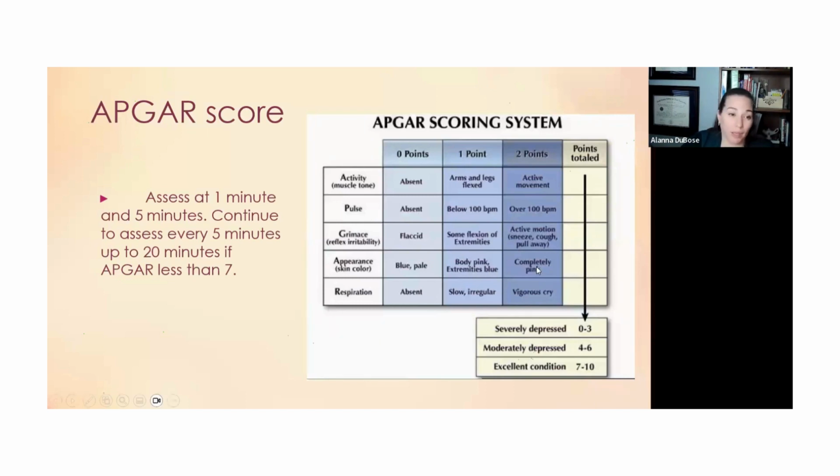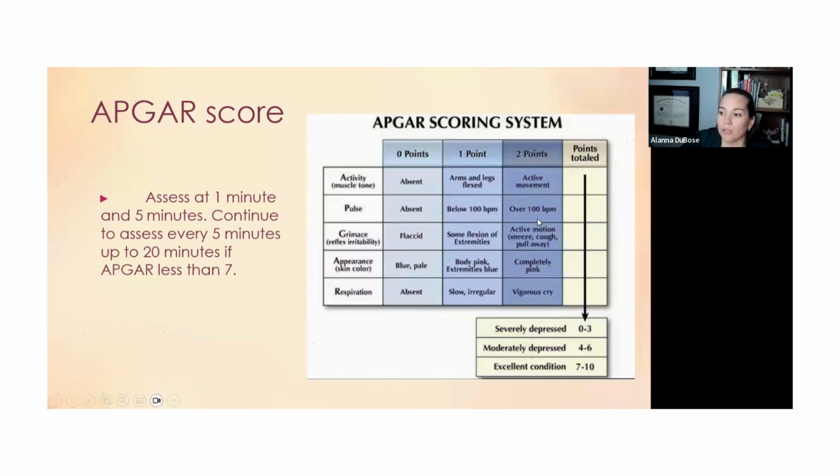Most babies are not completely pink right after delivery. And then of course, if the baby is blue or pale, it gets 0 points. All right, and then respirations uses a similar scale. None is 0 points. If it's weak effort or slow or irregular, though irregular is not a very good descriptor because babies breathe irregularly anyway, they would get 1 point and then 2 points for a vigorous cry.